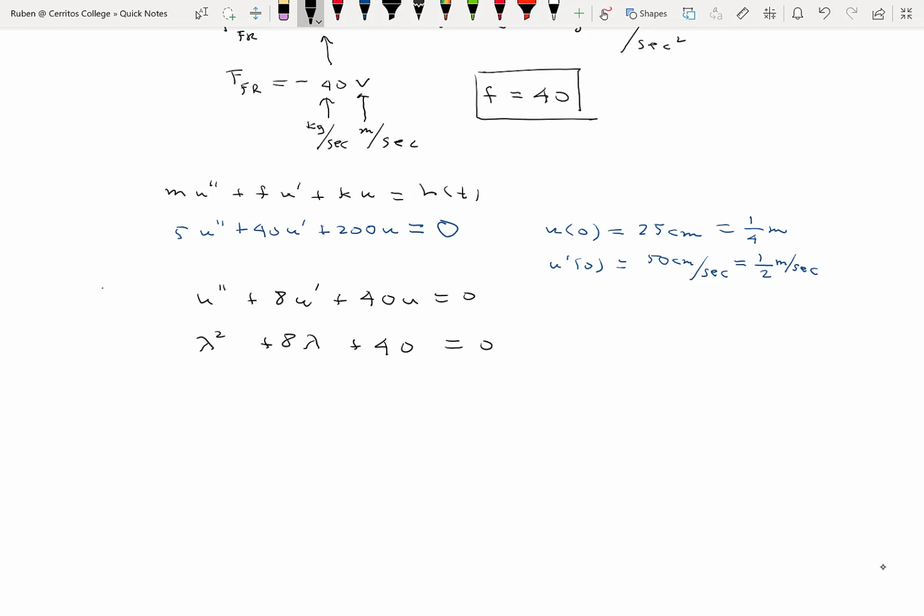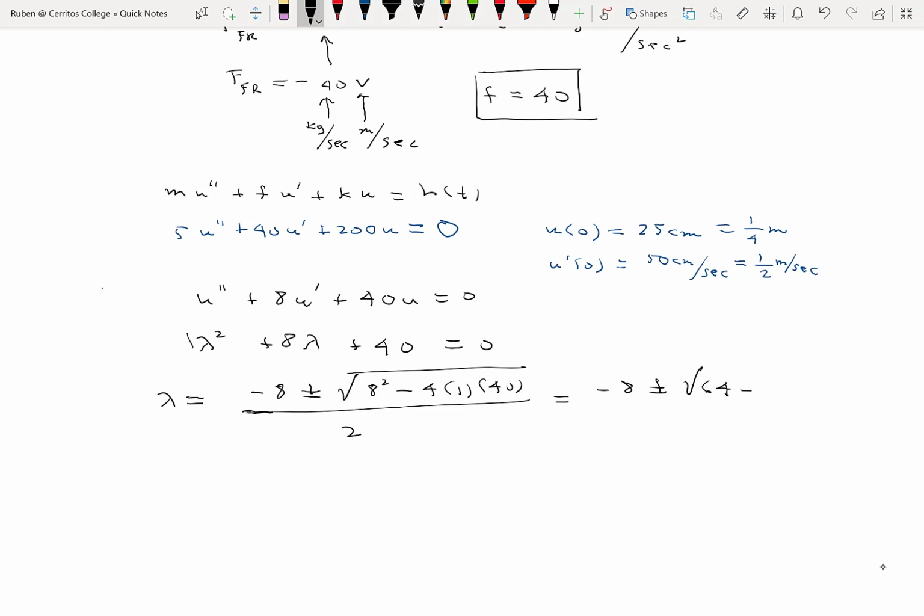It looks like it wants to factor. It's not going to factor real nicely. So what we'll do is we'll use the quadratic formula. Quadratic formula says that the roots are negative 8 plus or minus the square root of 8 squared, that's the b squared, minus 4a, a is 1, c, the constant coefficient, 40, all over 2a. So let's simplify these roots. This is negative 8 plus or minus the square root of 64 minus 160 all over 2. Or negative 8 plus or minus the square root of negative 96 over 2.